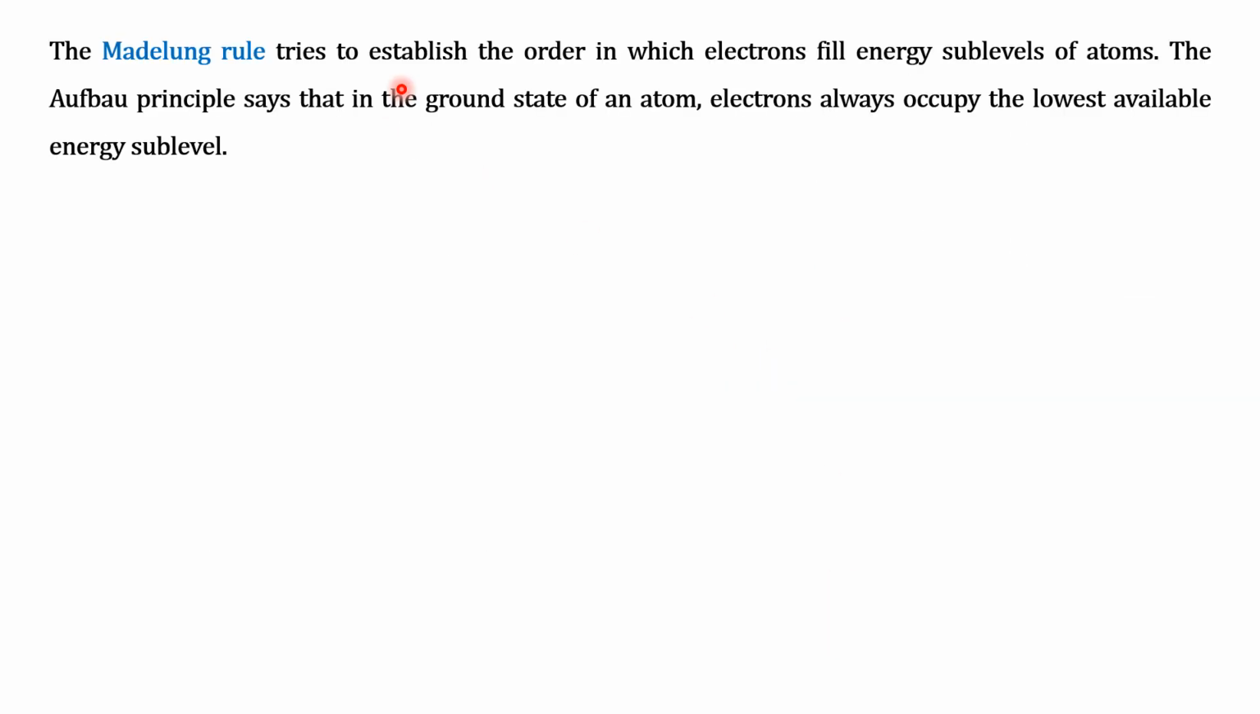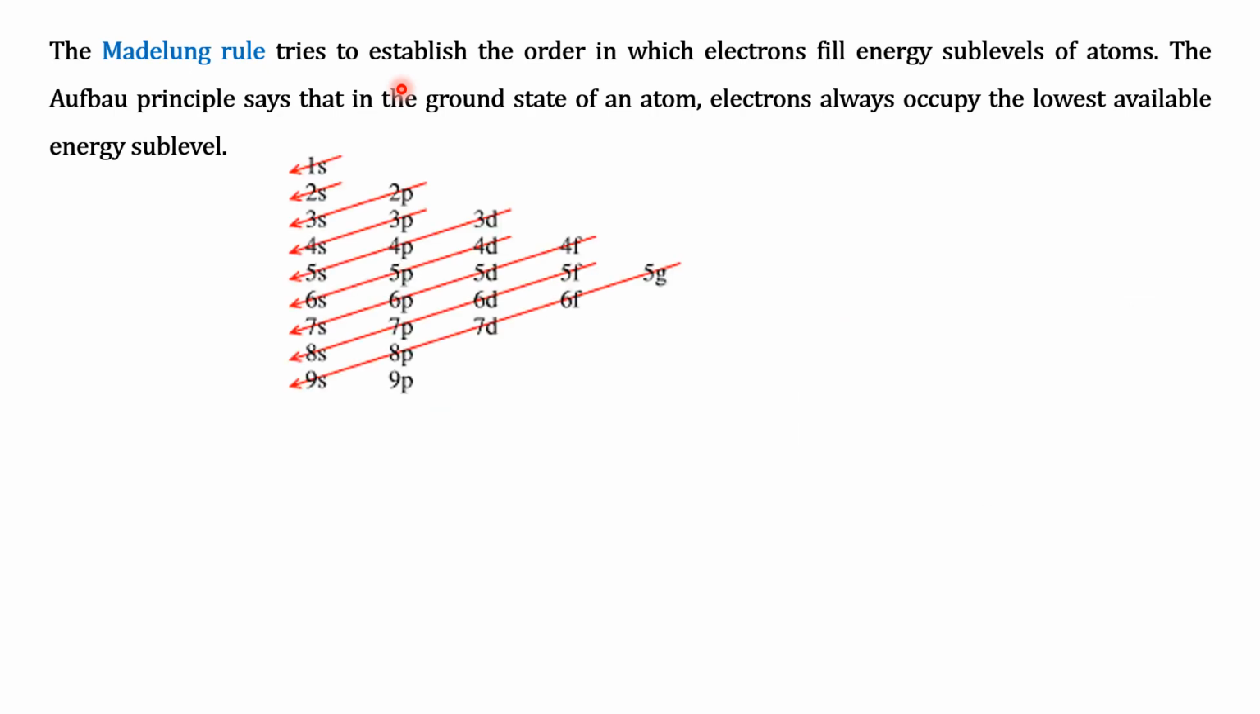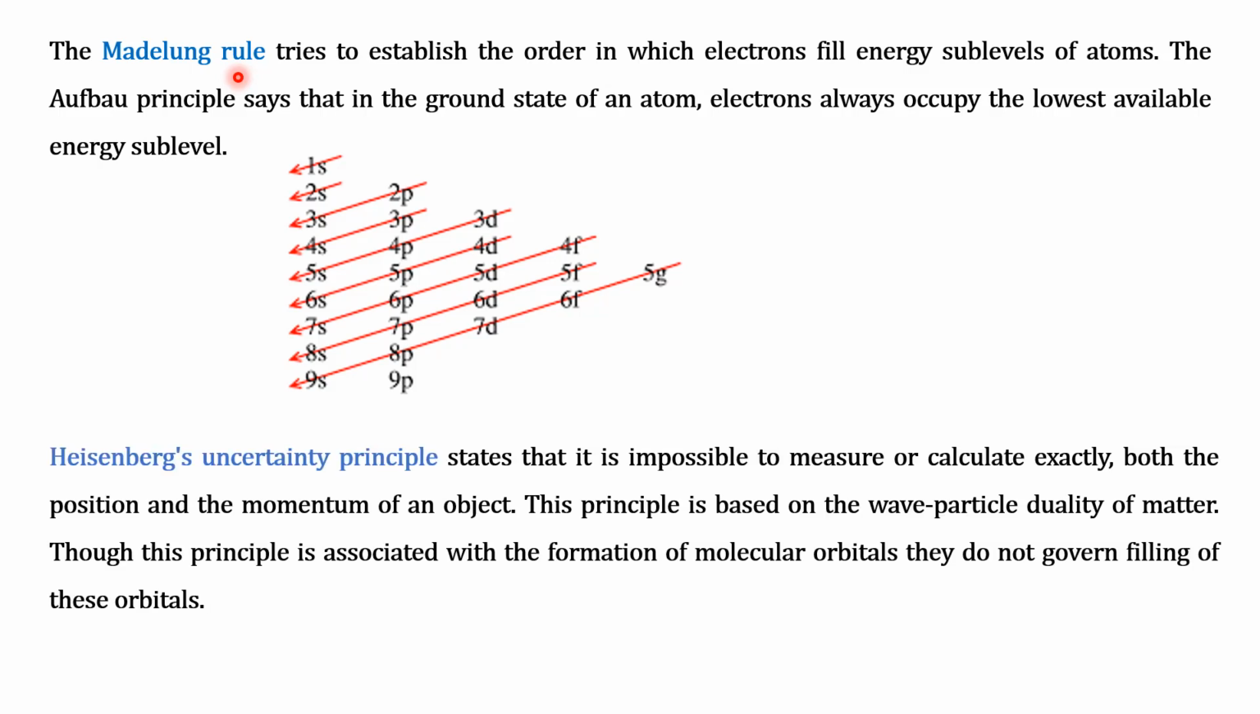So next we have the Madelung rule. What does the Madelung rule do? It tries to establish the order in which electrons fill in the sublevels of an atom. Like we know the Aufbau principle, electrons will always occupy from lowest energy, and when we are measuring the energy of these orbitals, it will be 1s, 2s, 2p, 3s, then 3p and 4s. Instead of 3d, we know that 4s will come, and then 3d will come, 4p, 5s. So this is the order in which the electrons will be filling in the subshells. That is given by the Madelung rule. Therefore, all these three rules, Hund's rule, Pauli's exclusion principle, and Madelung rule, will be used in filling of molecular orbitals.